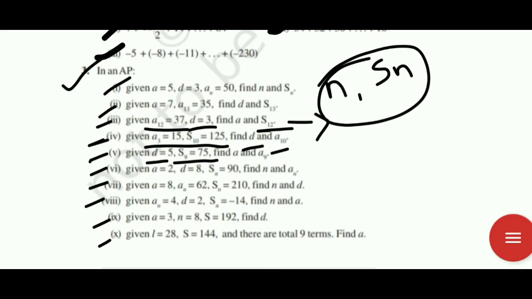Then you can find the value of A. Once you found the value of A, you can put it in this equation: A9 is equal to A plus (9 minus 1) into D. You can find the ninth term easily. Same way, the sixth one. Everything is given.